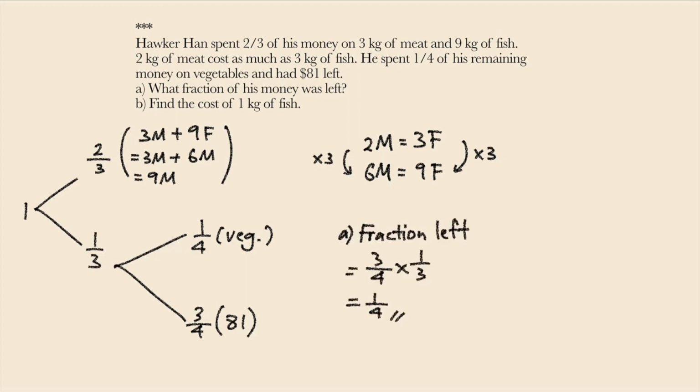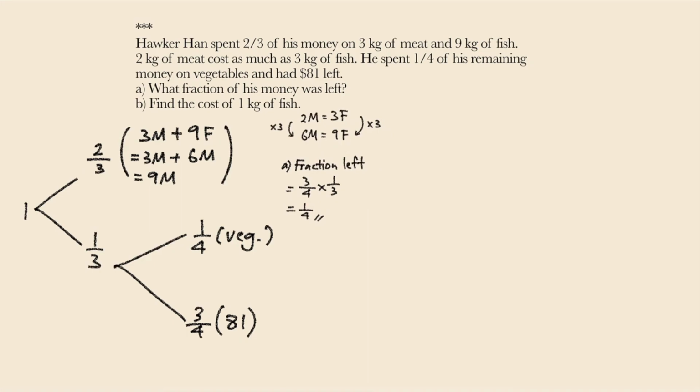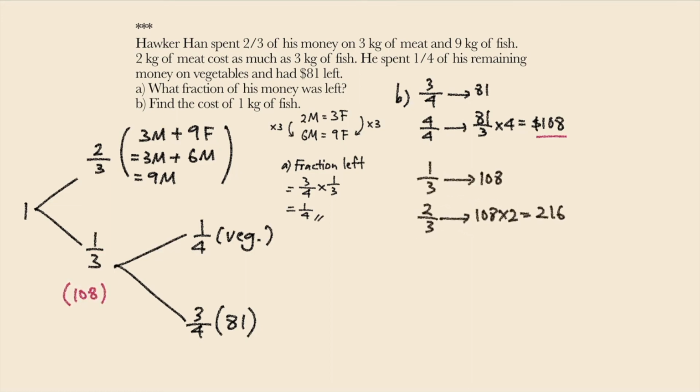Anyway, the first question is quite easy. What fraction was left? It's just 3/4 times 1/3. Now to the tough stuff. If 3/4 represents 81 actual dollars, what's 4/4 going to represent? 108 actual dollars. So if 1/3 represents 108, 2/3 represents $216.